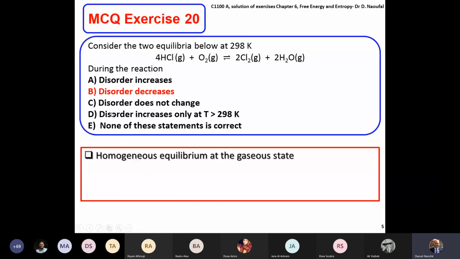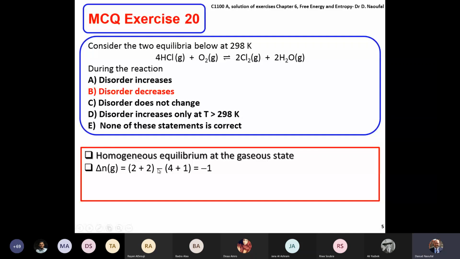First, I will start by A. The reaction is an equilibrium where all reactants and the products are in the gas state. So this is a homogeneous equilibrium in the gas state. Before the reaction, we have 4 moles HCl and 1 mole O2, so in total 5 moles of gas. And in the final state, in the products, we have 4 moles of gases. So the number of moles of gas decreases.